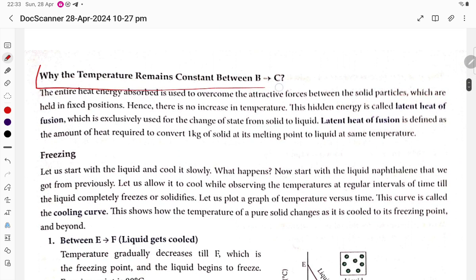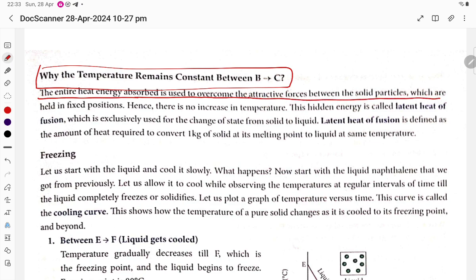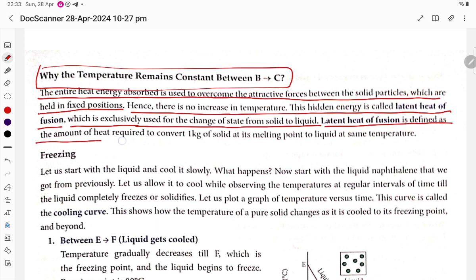Why does the temperature remain constant between B and C? The entire heat energy absorbed is used to overcome the attractive forces between the solid particles, which are held in fixed positions. Hence there is no increase in temperature. This hidden energy is called latent heat of fusion, which is exclusively used for the change of state from solid to liquid. Latent heat of fusion is defined as the amount of heat required to convert 1 kg of solid at its melting point to liquid at the same temperature.